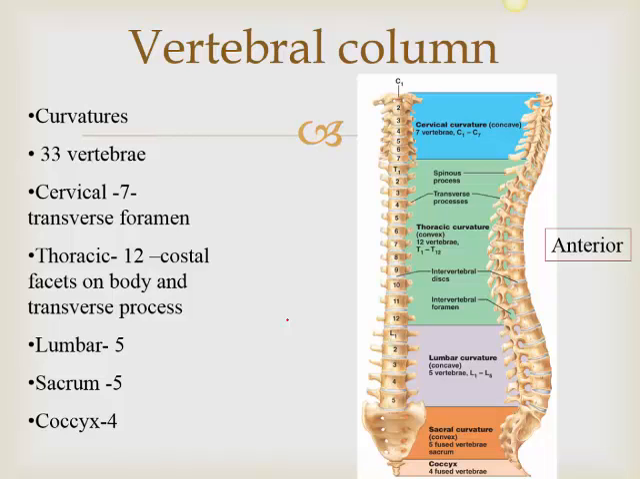So then let's look at the number of vertebrae which we have. We have 33 vertebrae, and this is the breakdown. 7 in the cervical region, 12 in the thoracic region to accommodate the 12 ribs, 5 in the lumbar region, and in the sacrum 5 are present, but they are all fused together to form a bone called the sacrum. And in the coccyx we have 4 vertebrae which are fused together to form the coccyx. So you can see that the count adds up to 33.